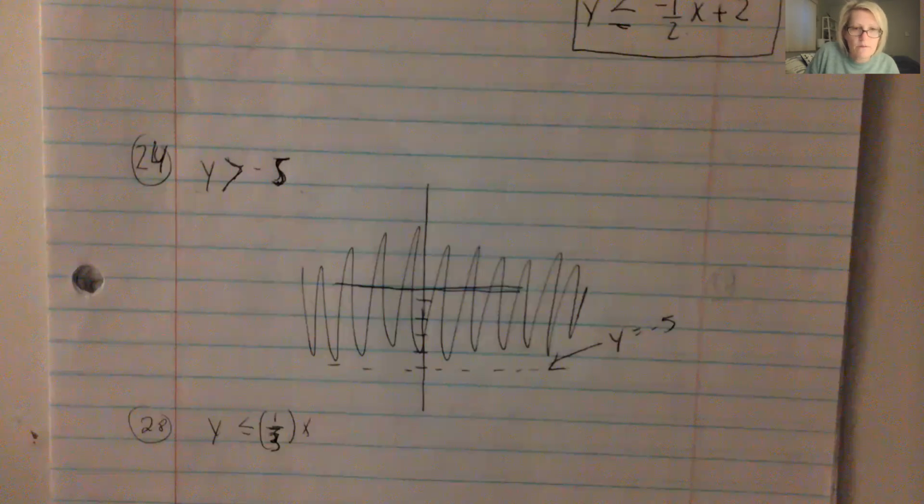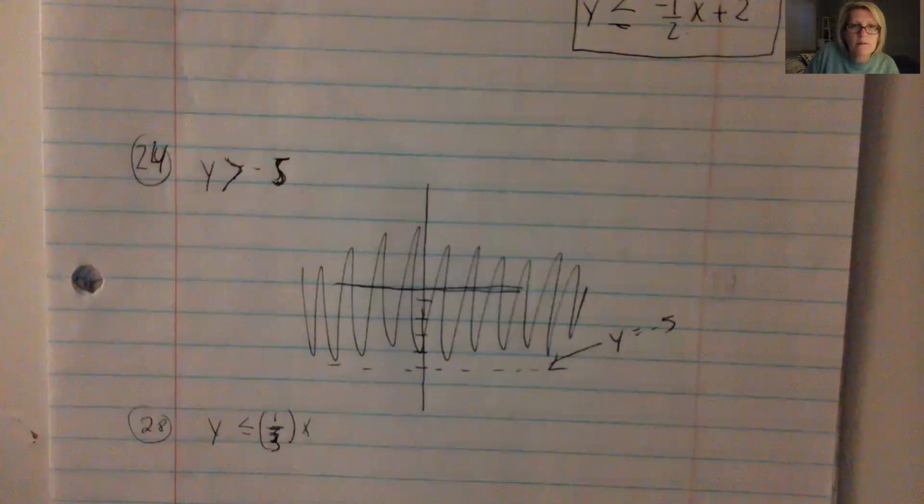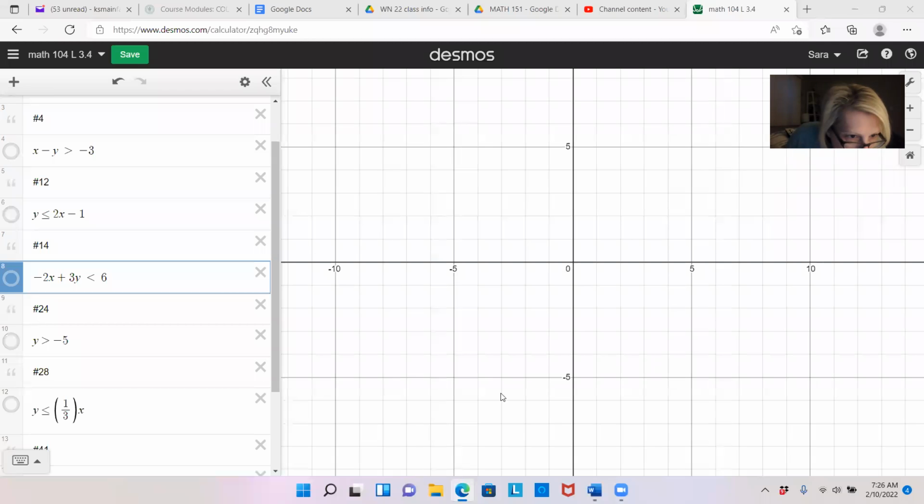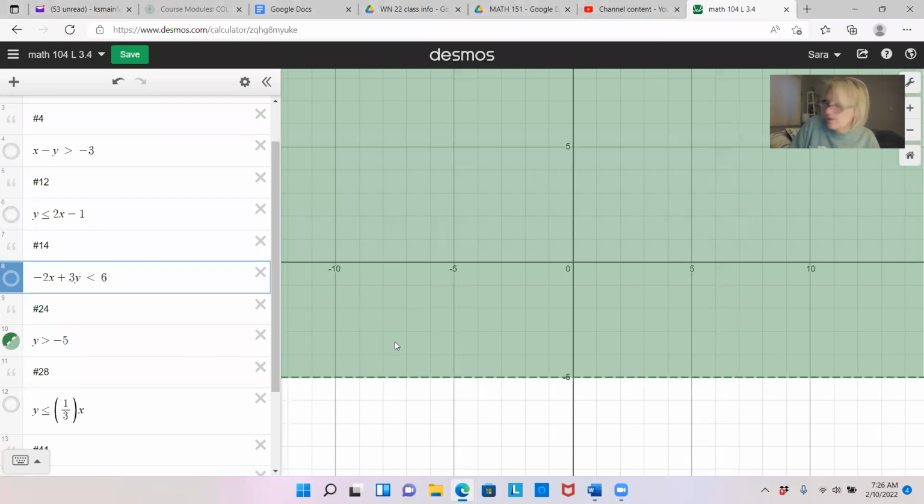And again, we can check this in Desmos because we're getting really good at that. And we're turning on the graph, and there it is.